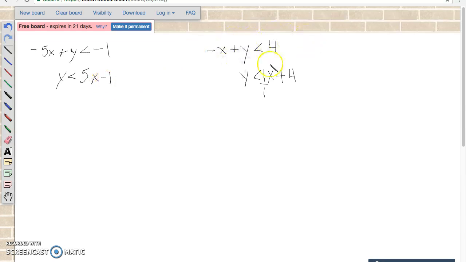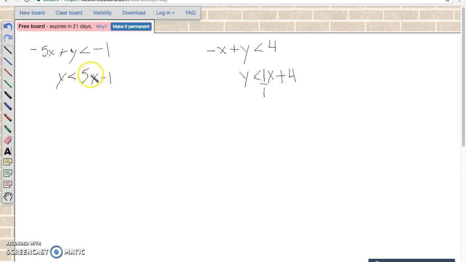And then for my second inequality, I did the same thing, and to get y by itself here, I just added this x to both sides, which gave me y is less than x plus 4. And I just went ahead here and drew this 1 in front of this x, so we would know that the slope is the 1 over the 1.